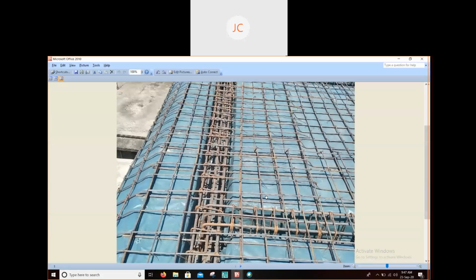Yes, sir. Okay, see, this is our beam. See, these are our top bars. That means these are our tension bars. We are providing these bars in the tension zone. Okay, so what are those? Okay, I will show you.